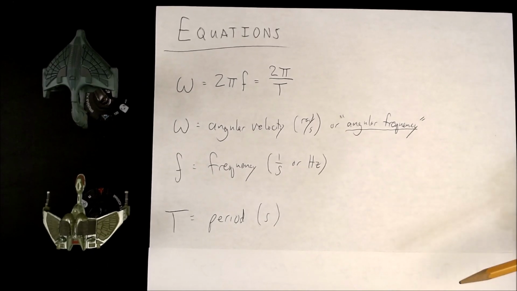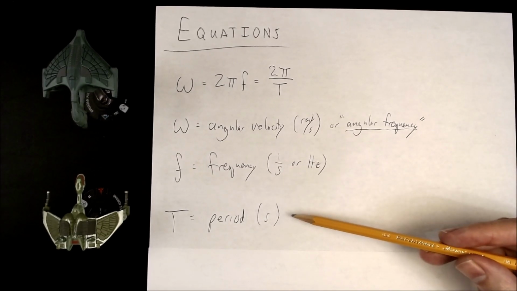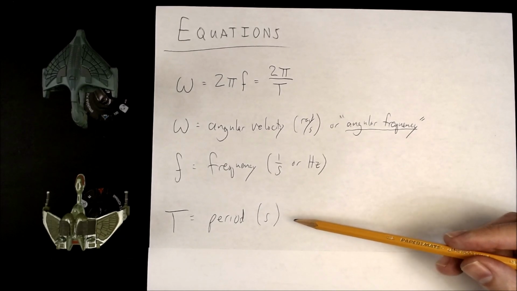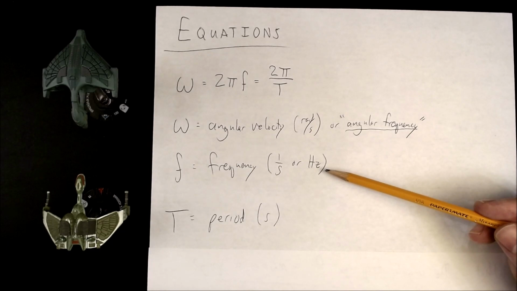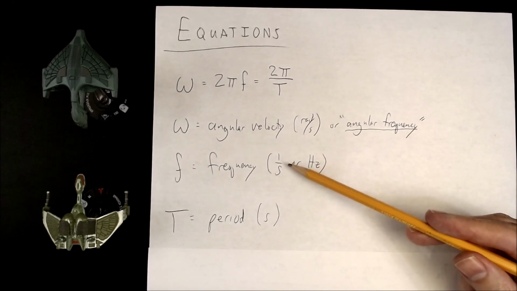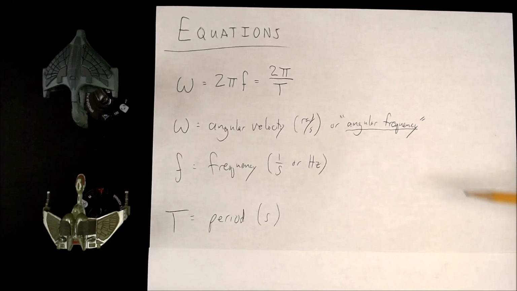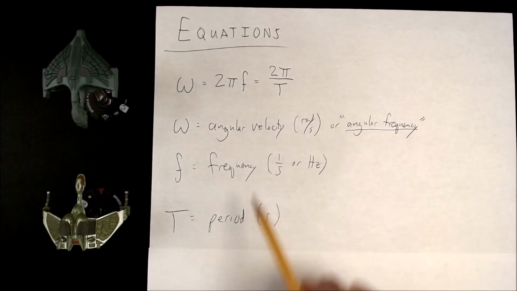On the opposite end of the spectrum, if something takes 10 seconds to go back and forth, then its period would be 10 seconds. Its frequency would be 1/10 of a hertz, or 0.1 hertz, or 0.1 per second, 0.1 rotations, revolutions per second. But this is a back and forth thing, not necessarily a circular thing. So watch those videos.